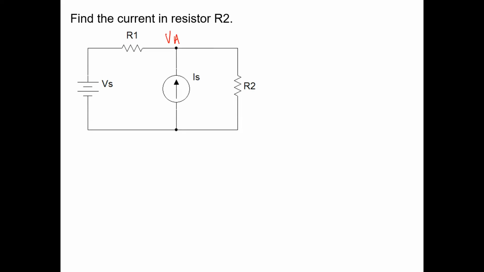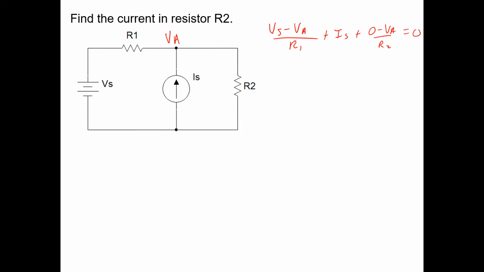Anyway, we are solving this problem, and we're going to use nodal analysis. And so the nodal equation, I'm just going to do this real fast, is this, which should all be familiar: (Vs minus Va) over R1 plus Is, plus (0 minus Va) over R2 equals 0. That's the famous nodal equation for the Va node, right?